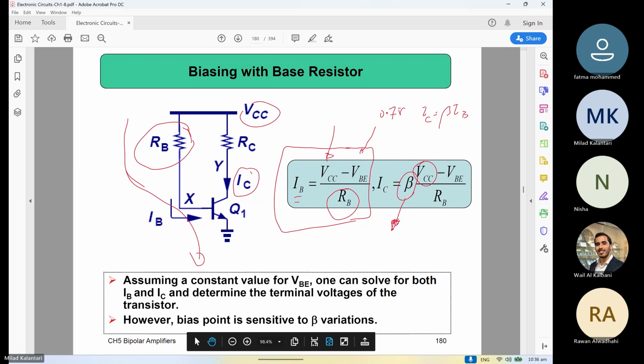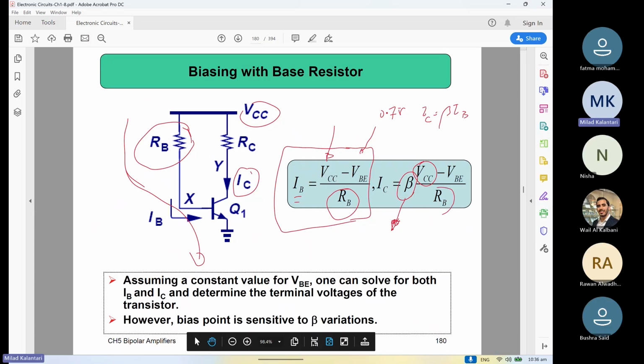What else is not under our control? The base resistor we put in, right? We adjust the value, we put it ourselves. What else is not under our control? The VBE, right? So actually everything that depends on the device is not in our control. It is given to you. You have the device, you don't have that much control.